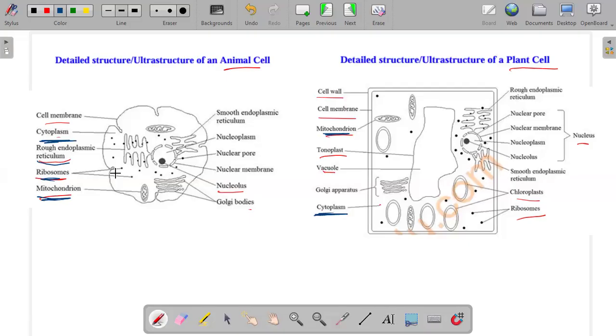Then you have the smooth endoplasmic reticulum, this one here, which does not have the ribosomes on its surface. And its function is to transport lipids.